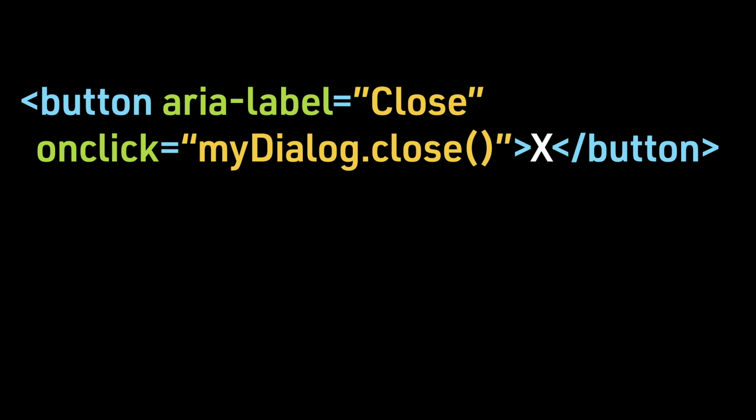Button opening tag. aria-label equals "close" in quotation marks. onclick equals "myDialog.close()" in quotation marks. X, button closing tag. We are using aria-label in this example because the label text for the button is not visible on screen. In this case, the user only sees the letter X, which is understood to be close by sighted users. But the aria-label describes the action that will occur and reads out that action to someone using a screen reader.